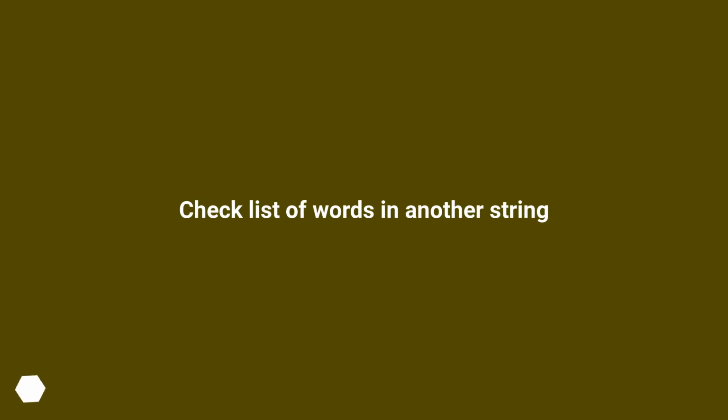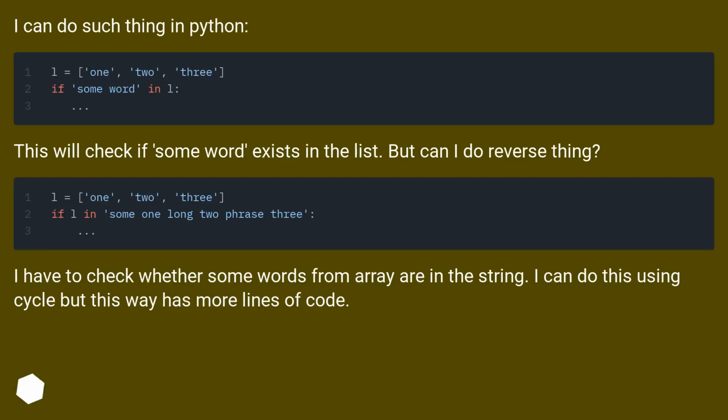Check list of words in another string. I can do such a thing in Python. This will check if some word exists in the list. But can I do the reverse thing?